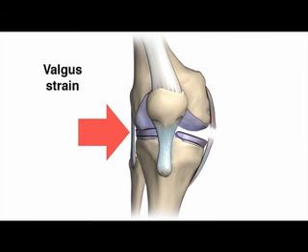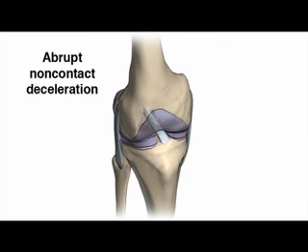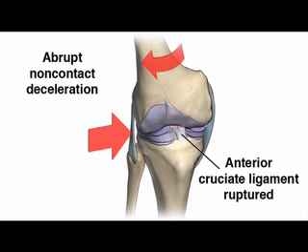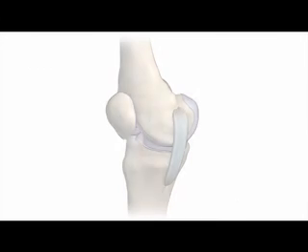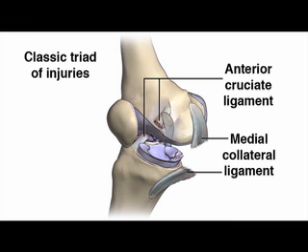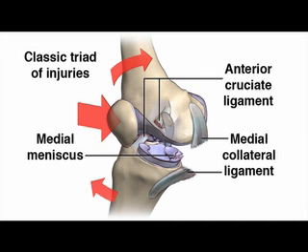Valgus strain causes damage to the medial collateral ligament. Abrupt non-contact deceleration or twisting and pivoting involving a valgus stress can tear the anterior cruciate ligament. The classic triad of injuries of medial collateral ligament, anterior cruciate ligament, and medial meniscal tears occurs with various combinations of the following forces and movements: valgus stress, pivoting, and/or hyperextension.